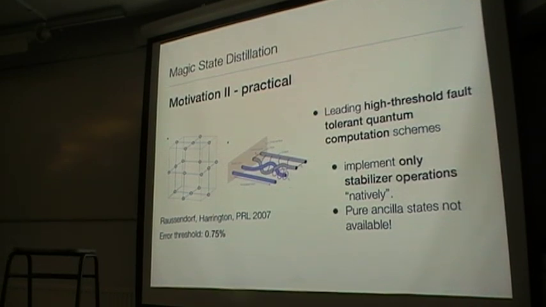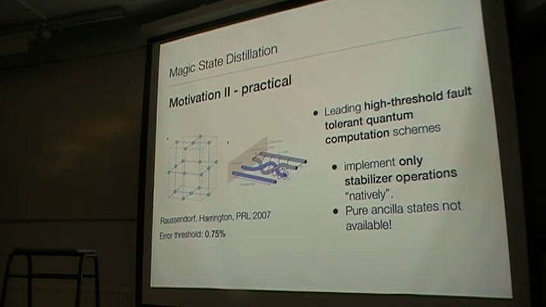Now there's a more practical motivation, and this is fault tolerance, and this was really the inspiration for this work: the stabilizer operations tend to arise in most models of fault-tolerant quantum computation. In particular, the most recent models with high thresholds, such as the model from Manny-Nil and Rausendorf and Harrington's cluster state model, the only logical operations they can achieve natively are stabilizer operations.